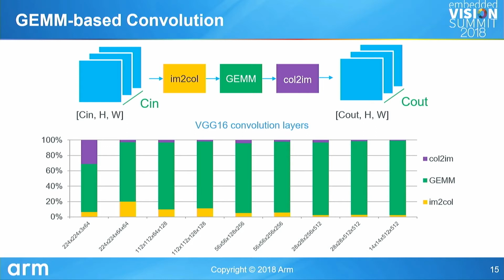This implementation is good, and it is demonstrated by the graph below, because the graph below reports the time spent by GEMM, image to col, and col to image. And if we look at this graph, the time spent by image to col and col to image is negligible in almost all cases, except maybe the first convolution layer.